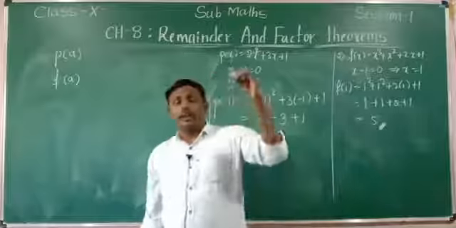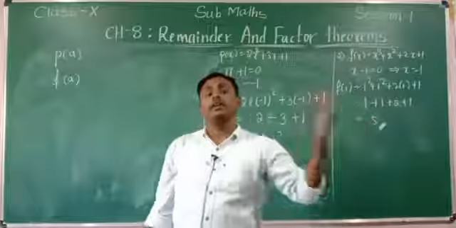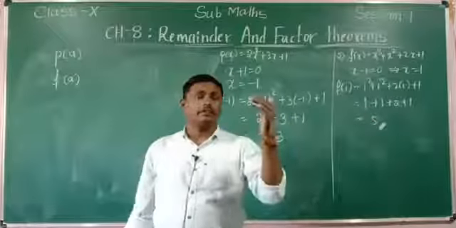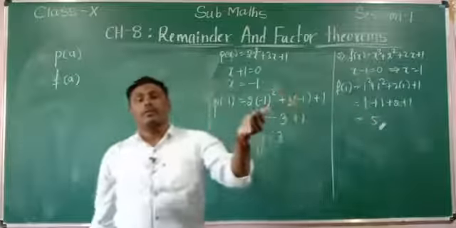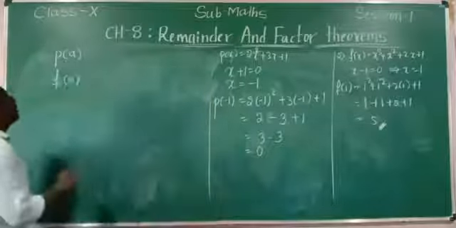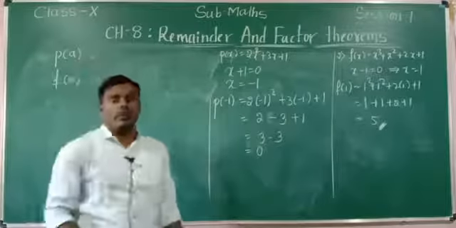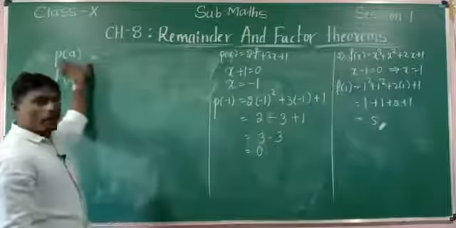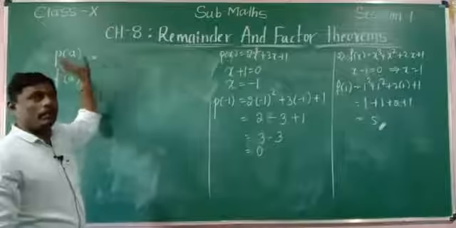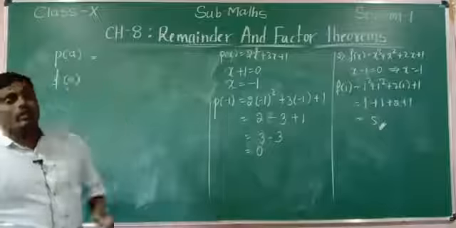As the exponential power of the variable increases, we classify the equations as a linear equation, quadratic equation, cubic equation, biquadratic equation. So the degree of the polynomial, whether it is equal to 1 or more than 1, then the value of the whole polynomial depends on the value of the variable.